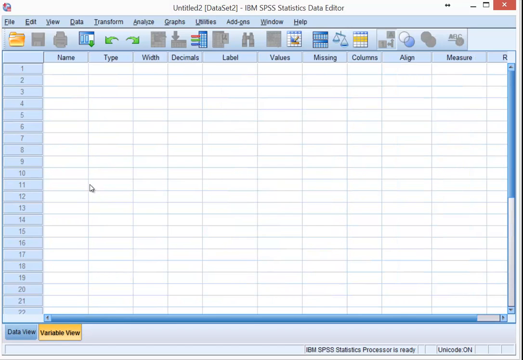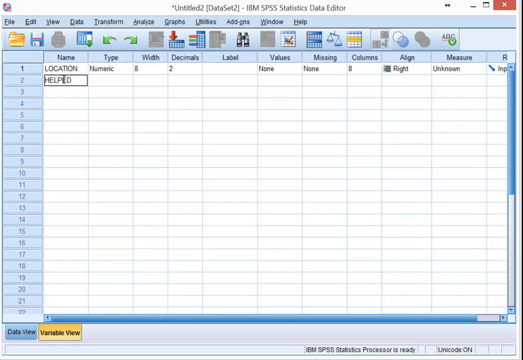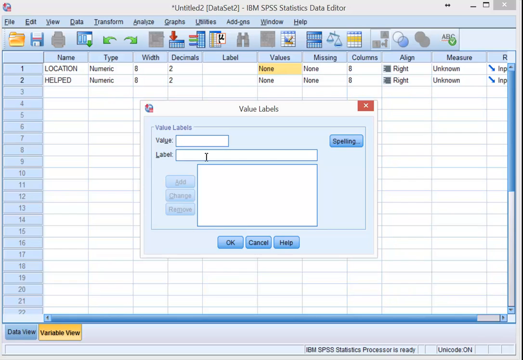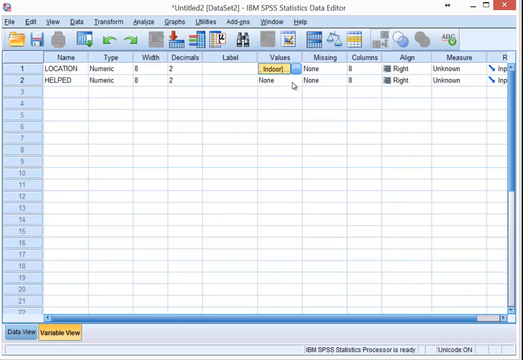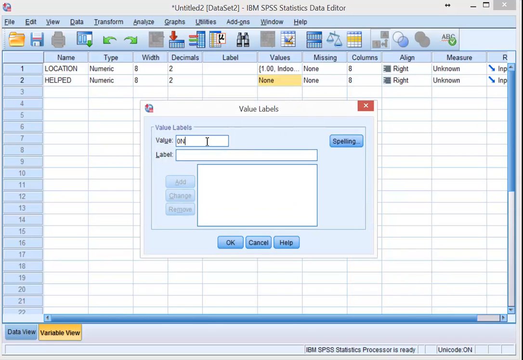So in our variable view, we have to ask ourselves, what are the pieces of information that we know? First of all, we know their location. Second of all, we know whether or not they helped. We're going to set value labels of 1 for indoor and 2 for outdoor for the location variable. And then we are going to set helped equal to 0 if they did not help and 1 if they did help.